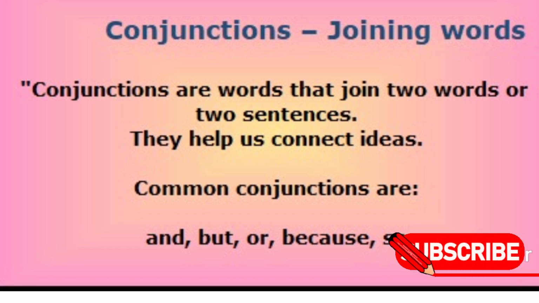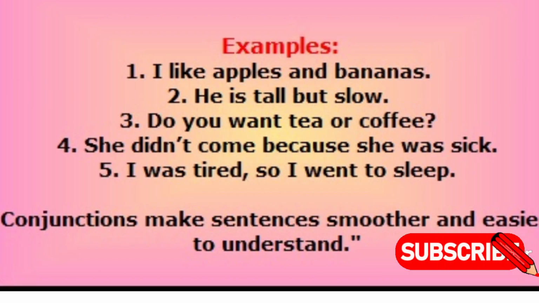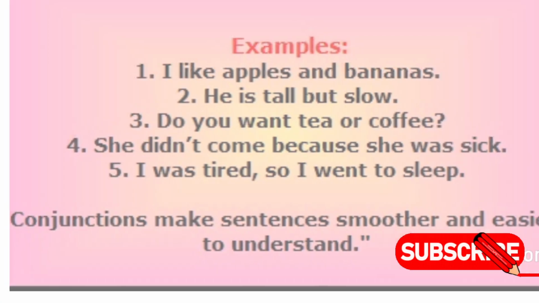Conjunctions, joining words. Conjunctions are words that join two words or two sentences. They help us connect ideas. Common conjunctions are and, but, or, because, so. Examples: 1. I like apples and bananas. 2. He is tall but slow. 3. Do you want tea or coffee? 4. She didn't come because she was sick. 5. I was tired, so I went to sleep. Conjunctions make sentences smoother and easier to understand.